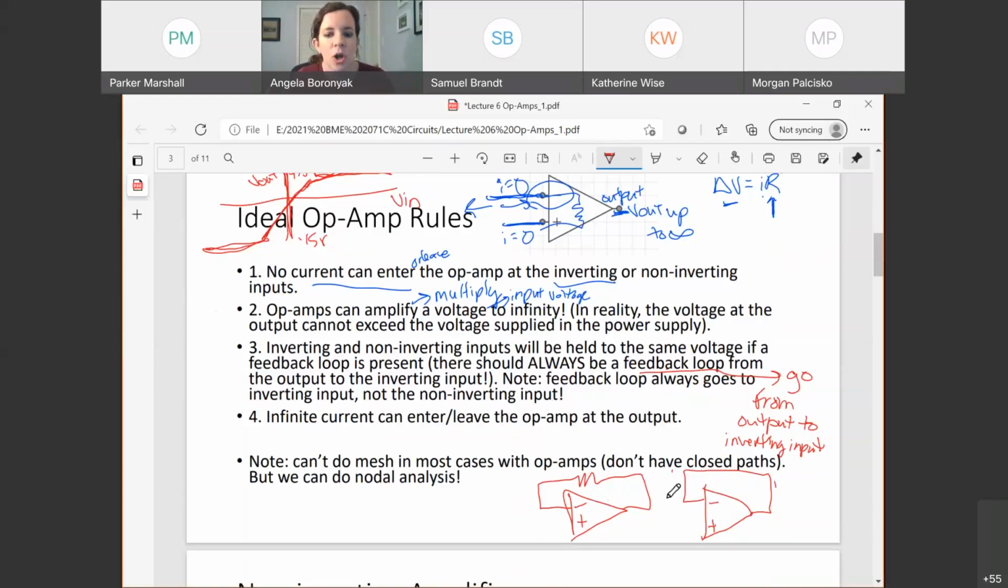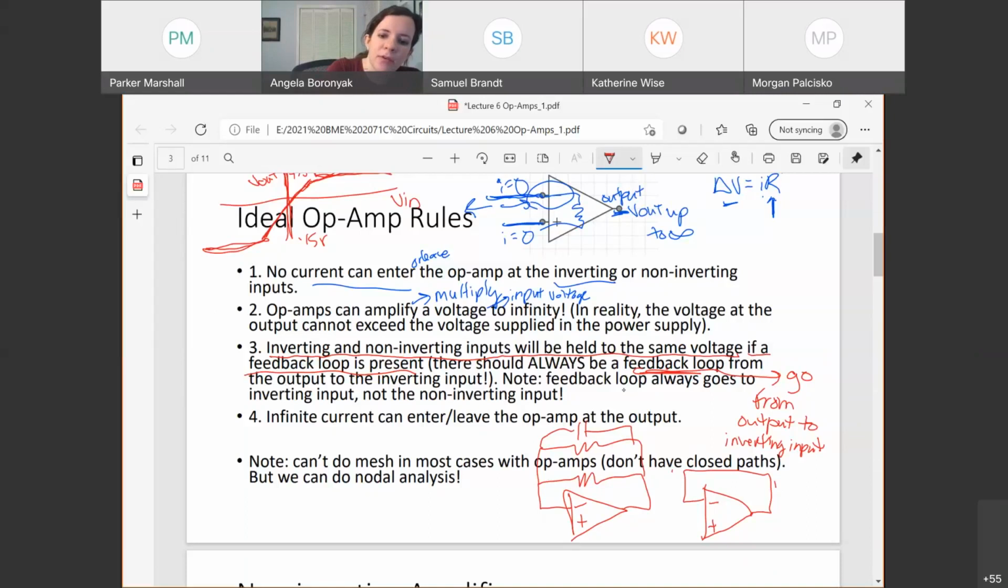Okay? So you should always have some path. It may just be a wire, it may be a resistor, it may be a whole bunch of resistors in parallel. It may be other circuit elements that we'll get to later, like capacitors. It can be all kinds of things, but there should be some path for a current to go from my output to my inverting input with op amps. If that's true, so if a feedback loop is present, then it means my inverting and non-inverting inputs will be held to the same voltage.